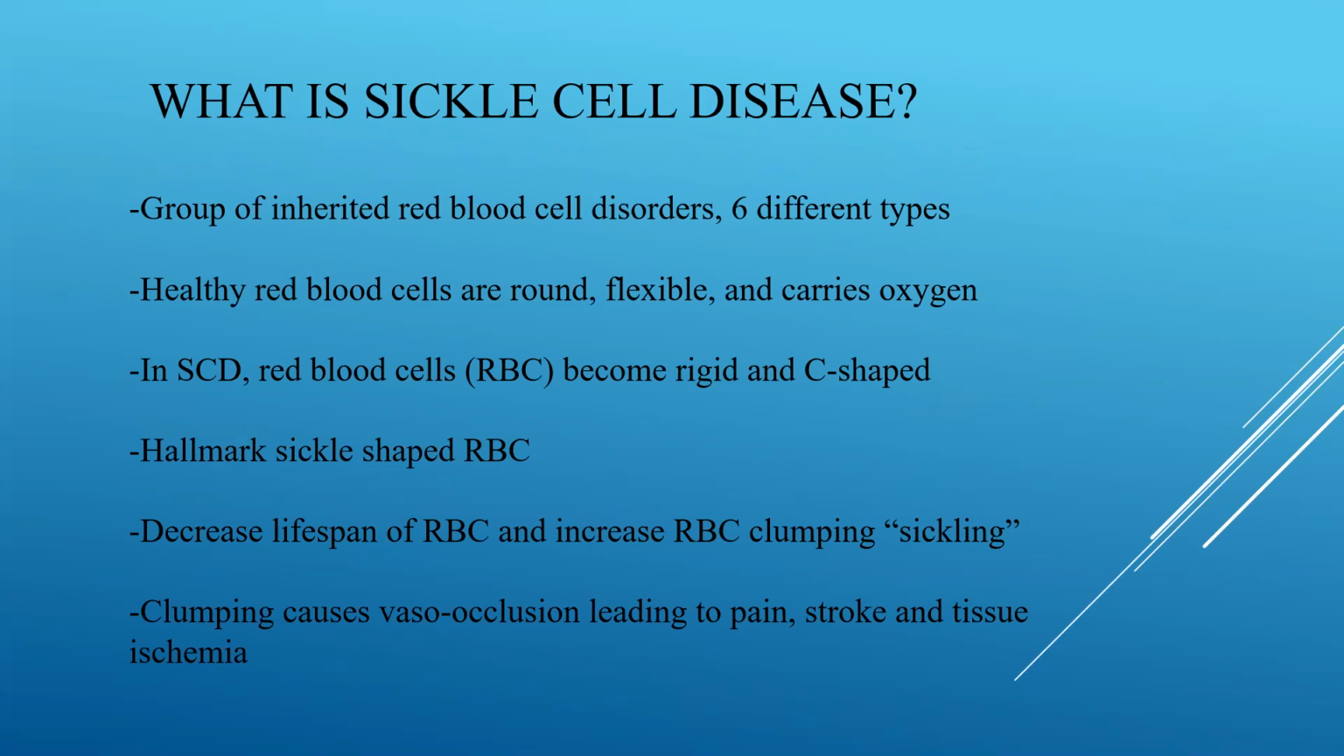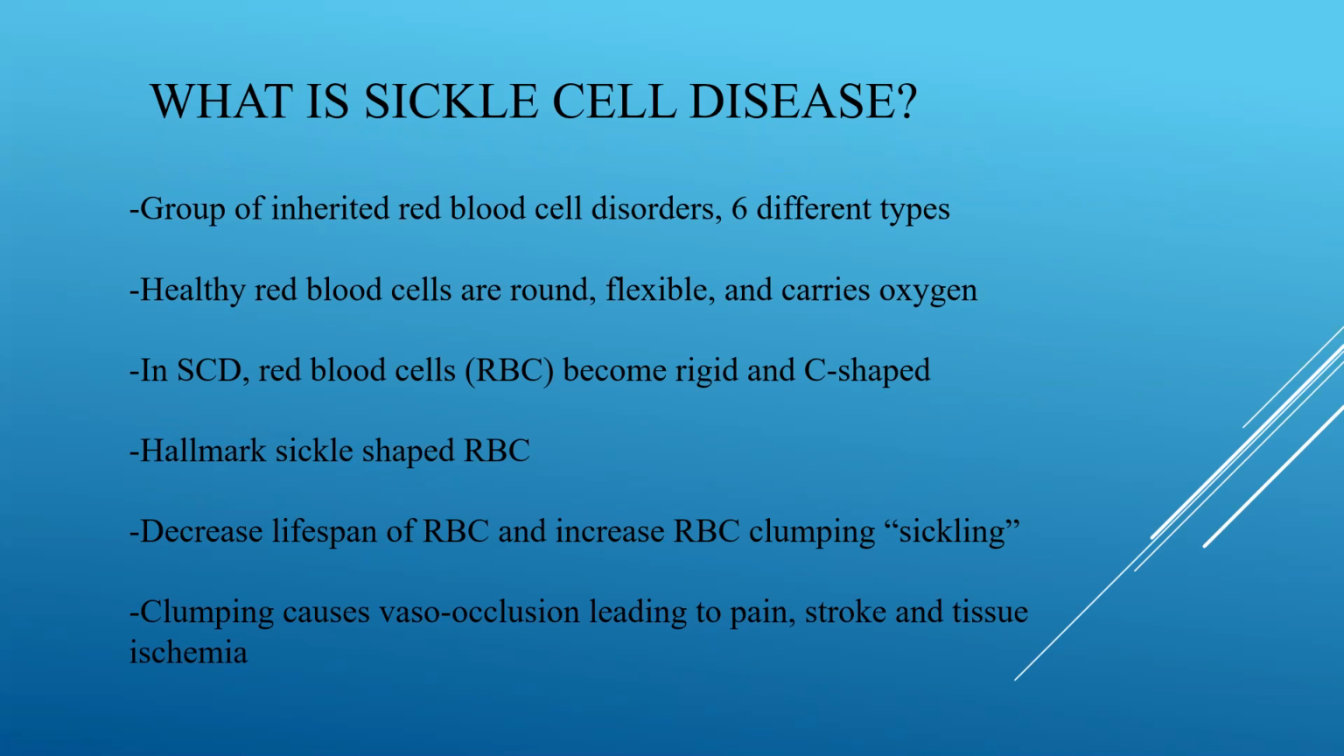What is sickle cell disease? It is a group of inherited red blood cell disorders. It has 6 different types. Usually healthy red blood cells are round, flexible, and carry oxygen. In sickle cell disease, red blood cells are rigid and become C-shaped, which is the hallmark sickle shape that we all know.